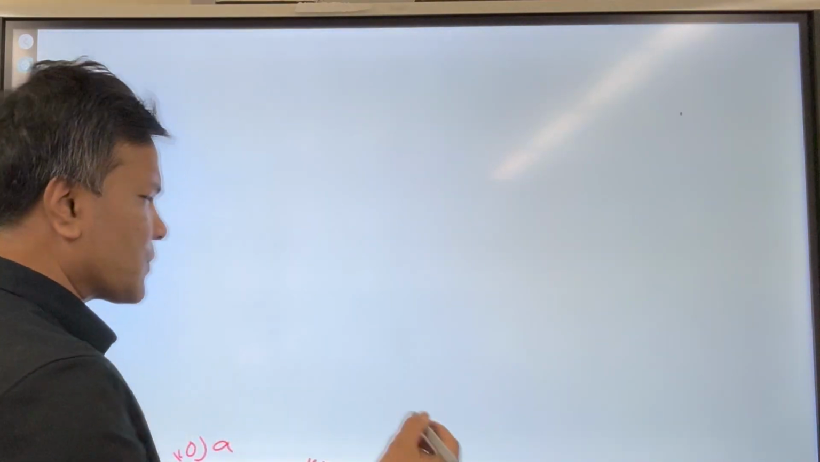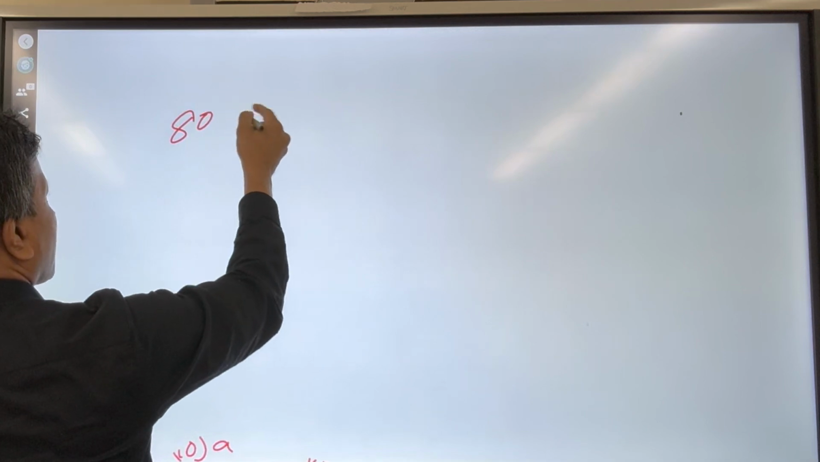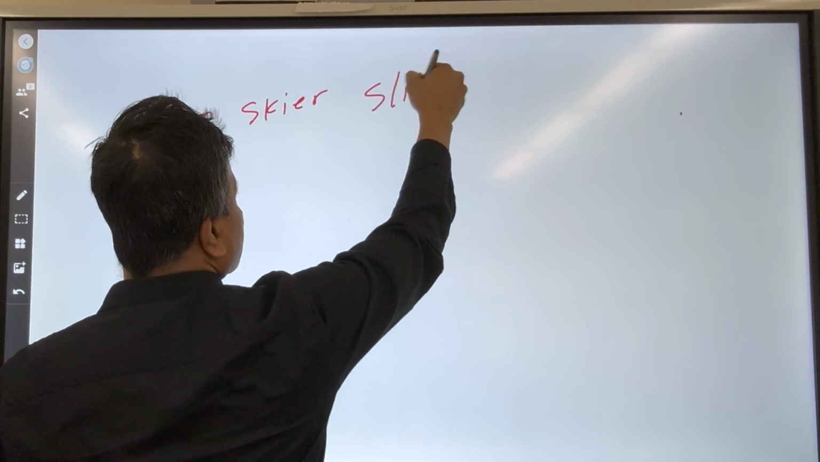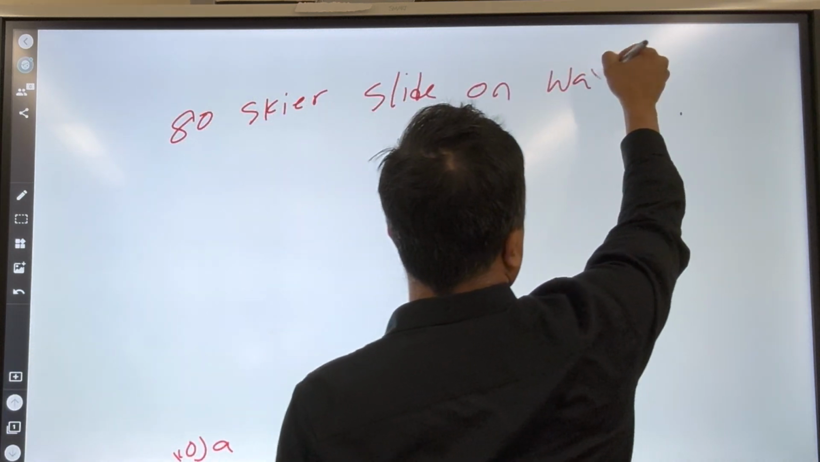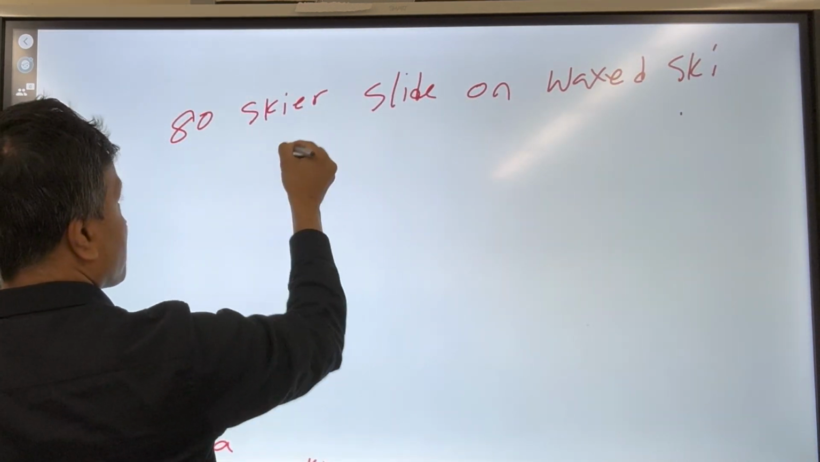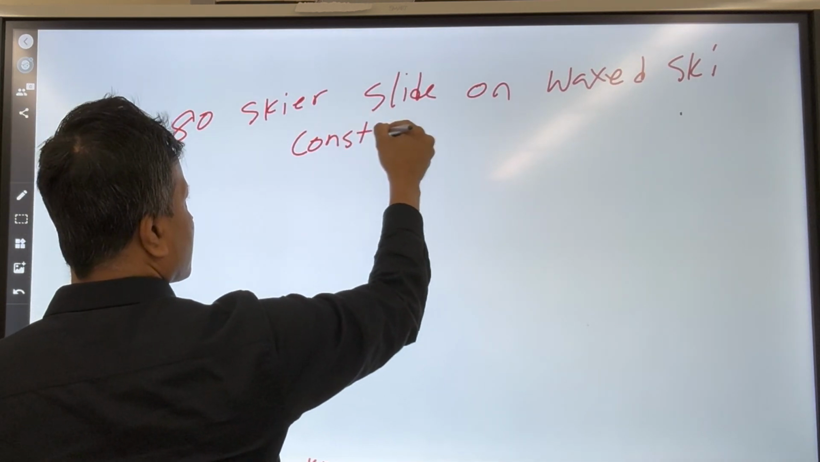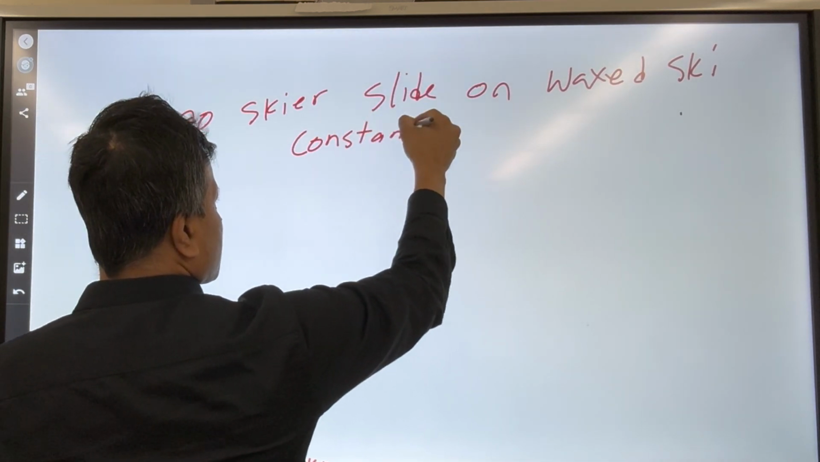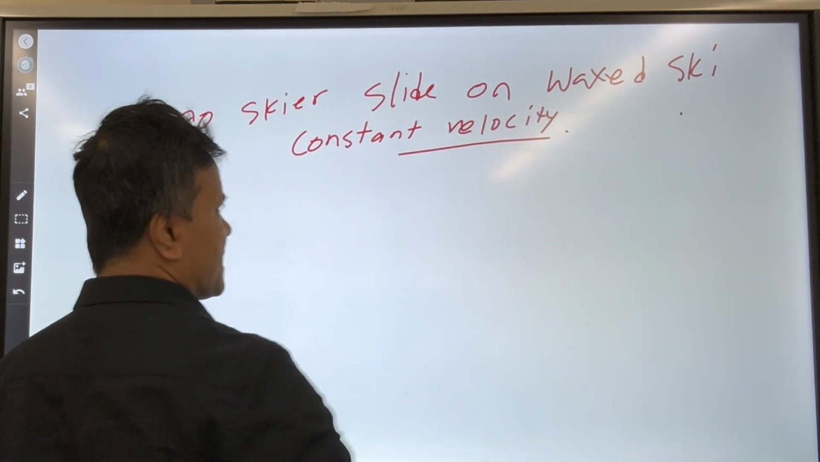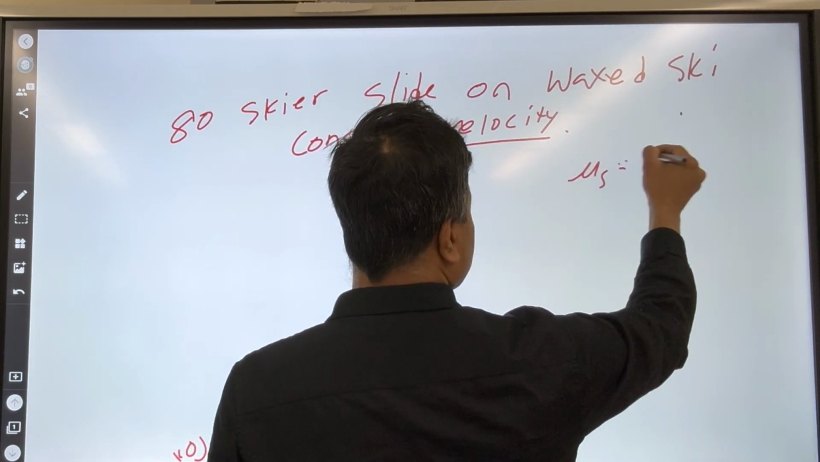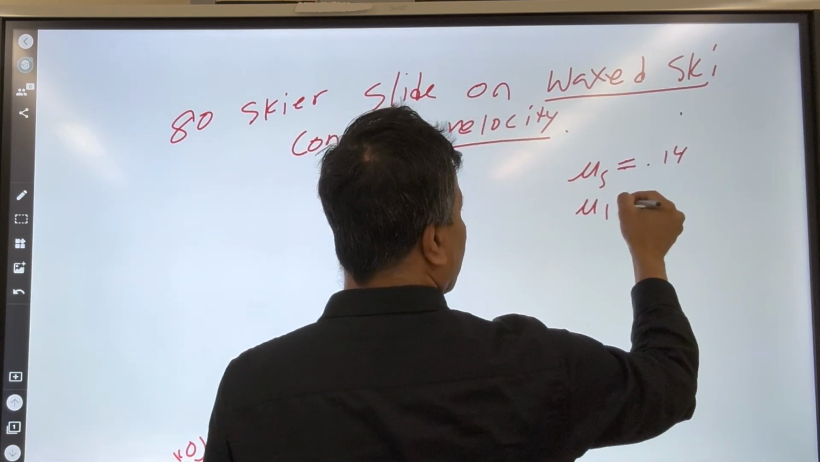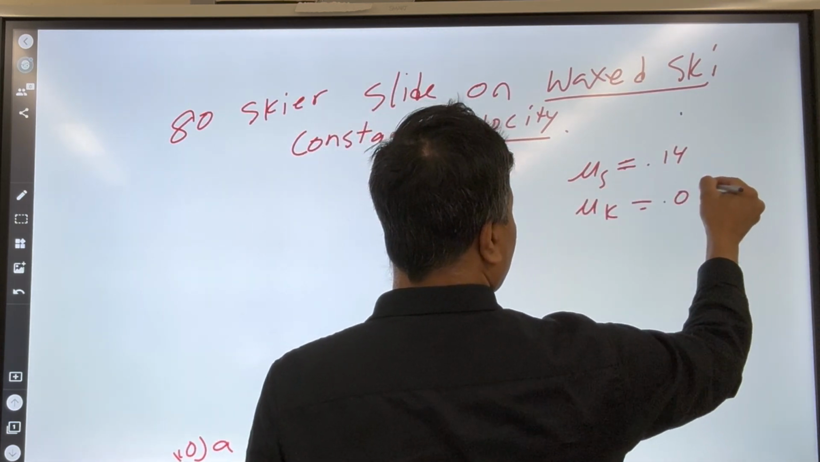Next problem is an 80 kilogram skier sliding on a waxed ski on the snow, right? So 80 kilogram, with constant velocity, by the way. What does that mean? So we have a mu s, which is 0.14 for waxed ski on snow, and mu k is 0.05.